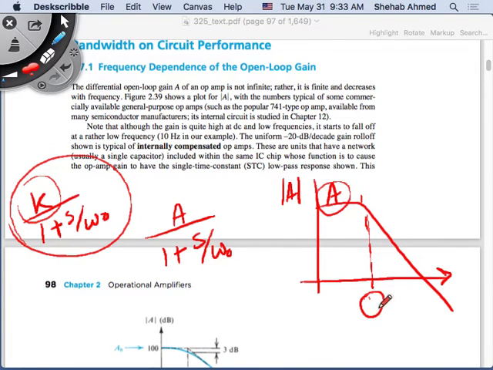Yeah, they just keep it as omega B, the break frequency. They call it omega B, right?